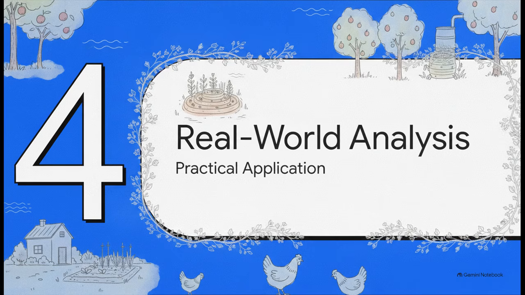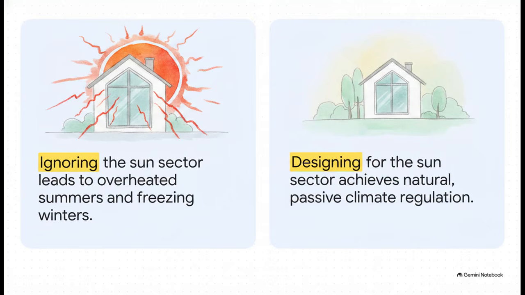Let's move to section 4 and pull all of this out of the abstract. What does this process actually look like when we apply this exact framework to a real, everyday backyard scenario? Imagine 2 identical homes, right? Both built with these large, beautiful southwest-facing windows. If a designer is operating with a conventional mechanical worldview, they might just ignore the sun sector completely. And the result? Structural friction.